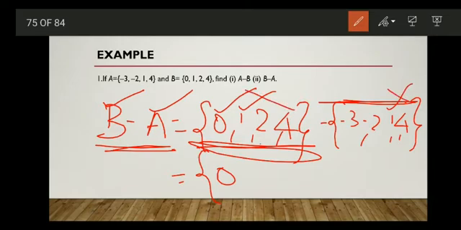Next, 2. In B we have 2. In A we have -2, not 2. So 2 is there in B difference A. Next one is 4. 4 is there in B as well as A, so we have to neglect 4. So B difference A will be equal to the set {0, 2}.